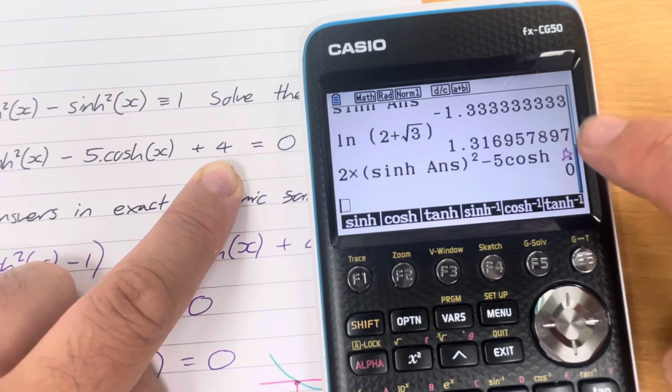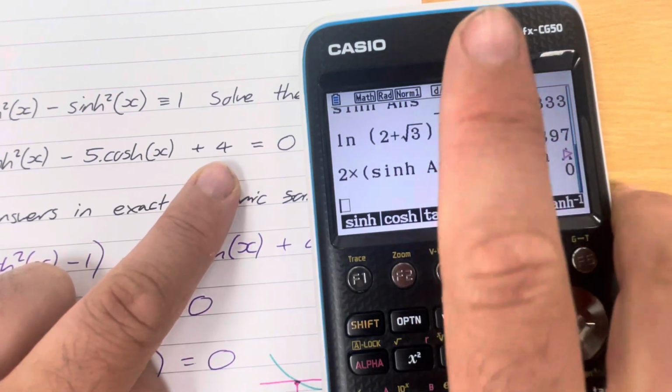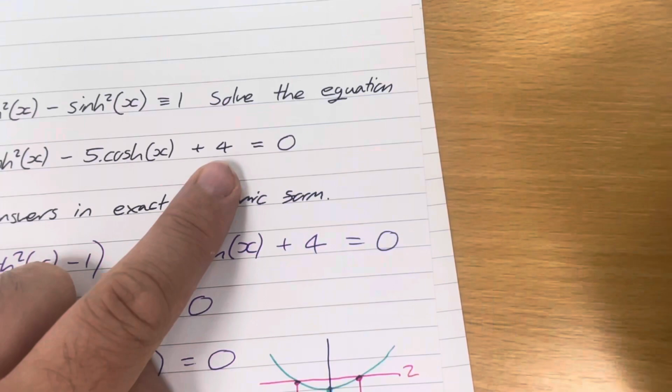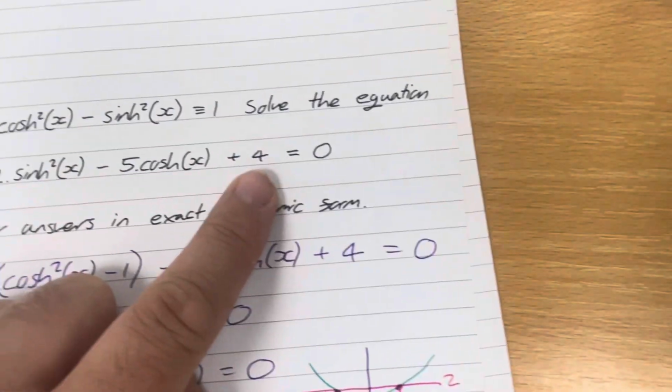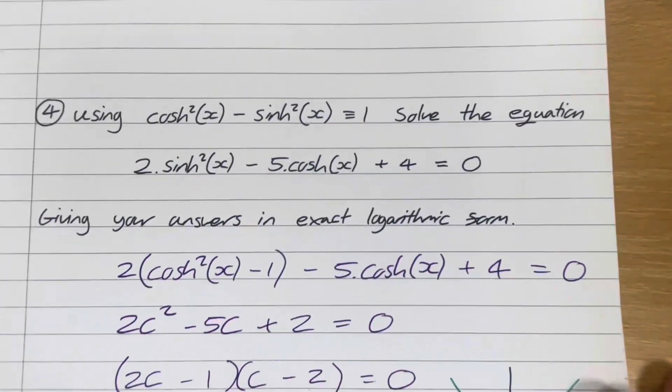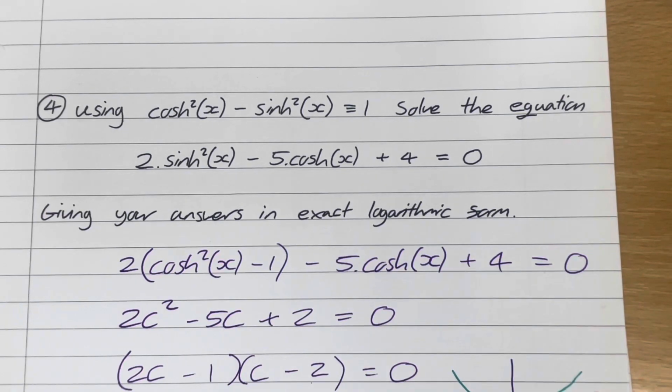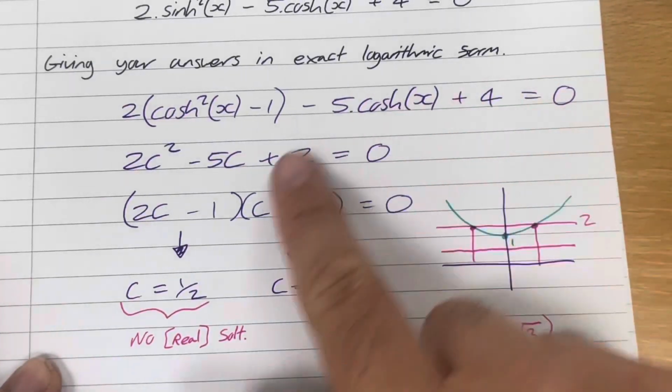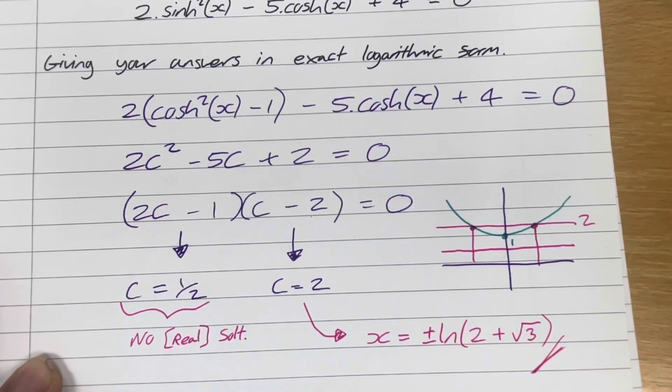You can plug in the negative to confirm that is a root as well. Of course, this method won't show you if there's any roots missing. You could graph them on the graphical calculator to see that if you needed to. But at least this algebra says that there's no other solutions. So I'm going to move on from that.